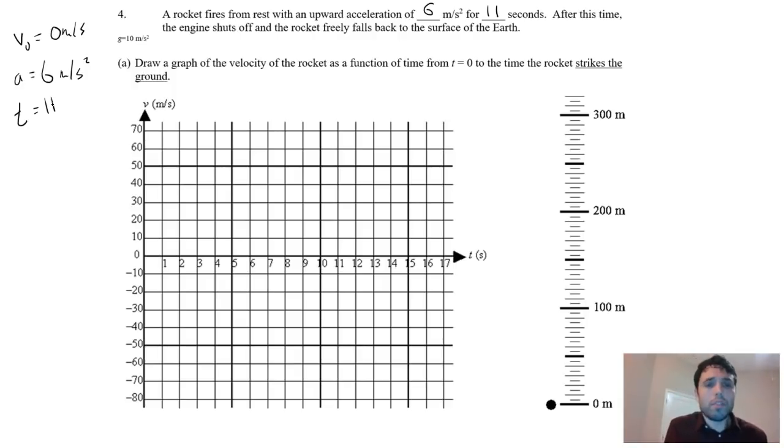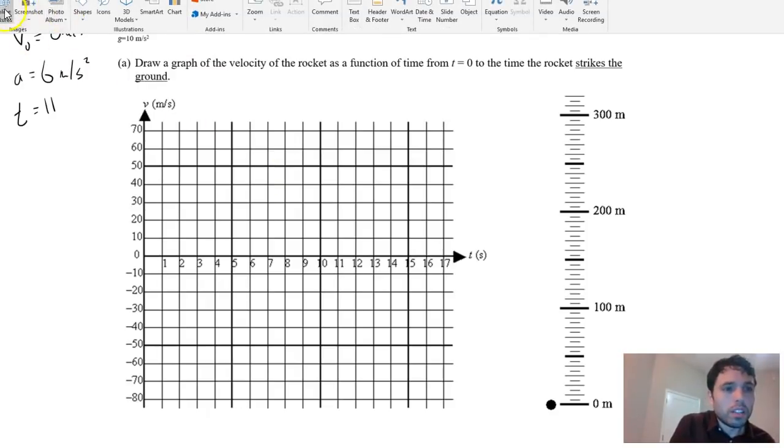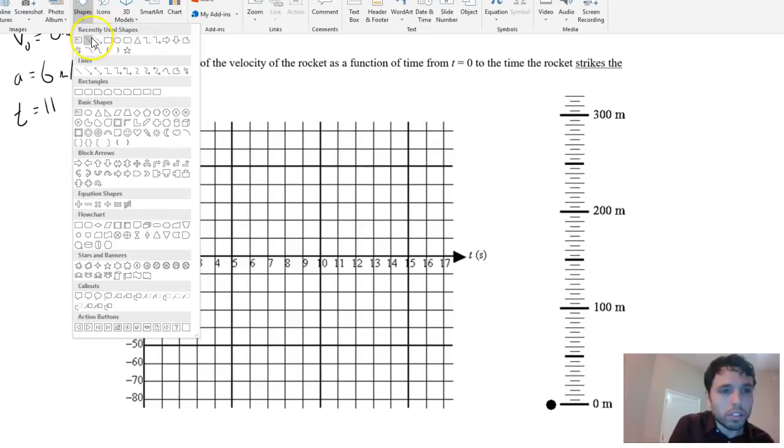Draw a graph of the velocity of the rocket as a function of time from t equals 0 to the time the rocket strikes the ground. All right, actually, interesting. You can't actually draw a graph because I made the numbers too big. You can't do it to where the rocket strikes the ground, but you can do it until the rocket stops moving upward. So let's see what the graph would look like. Let me insert a line here, as I can't draw straight lines.